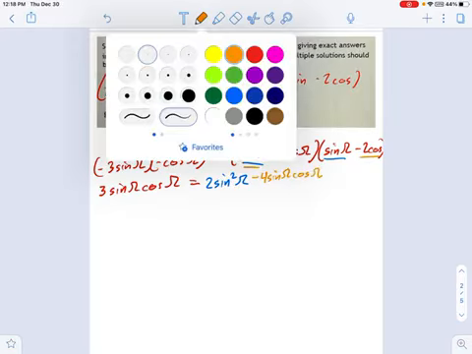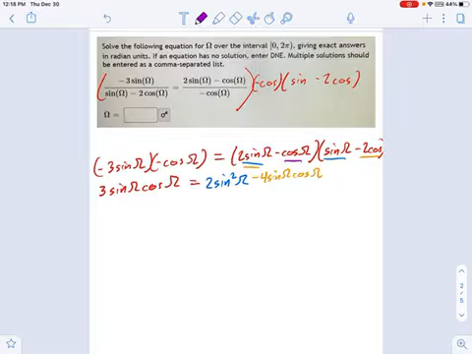Then we're going to try the inside terms, negative cosine times positive sine. So that's going to be another negative sine cosine. And the last one is the last terms. So negative cosine times negative 2 cosine is plus 2 cosine squared omega.